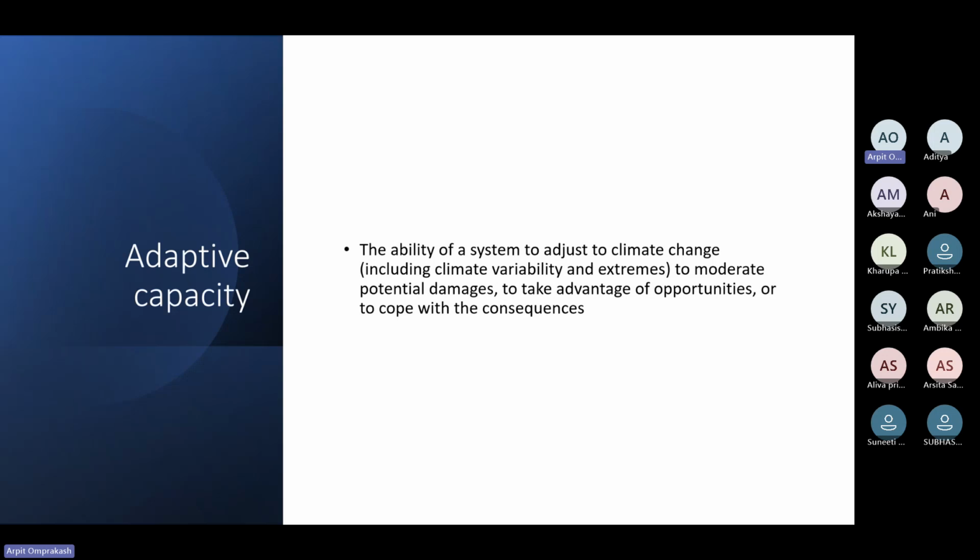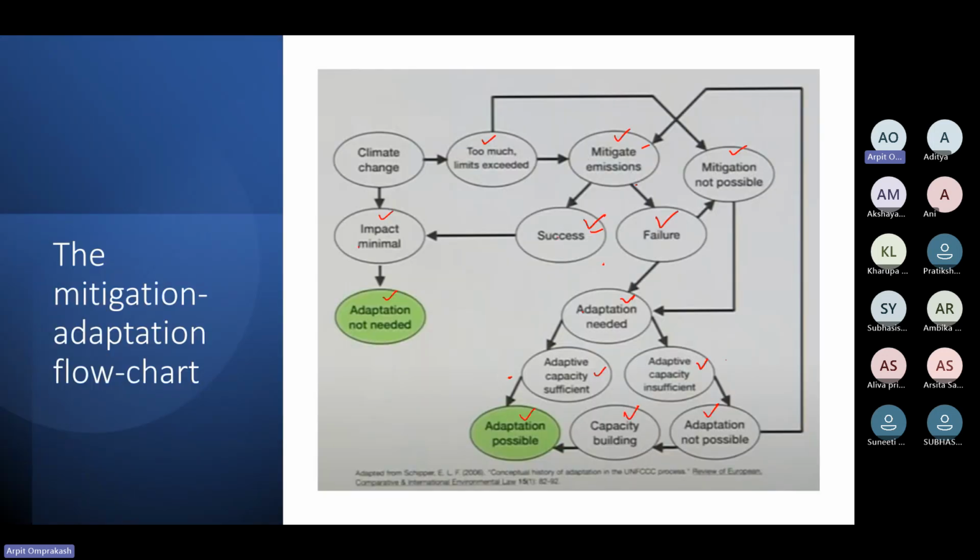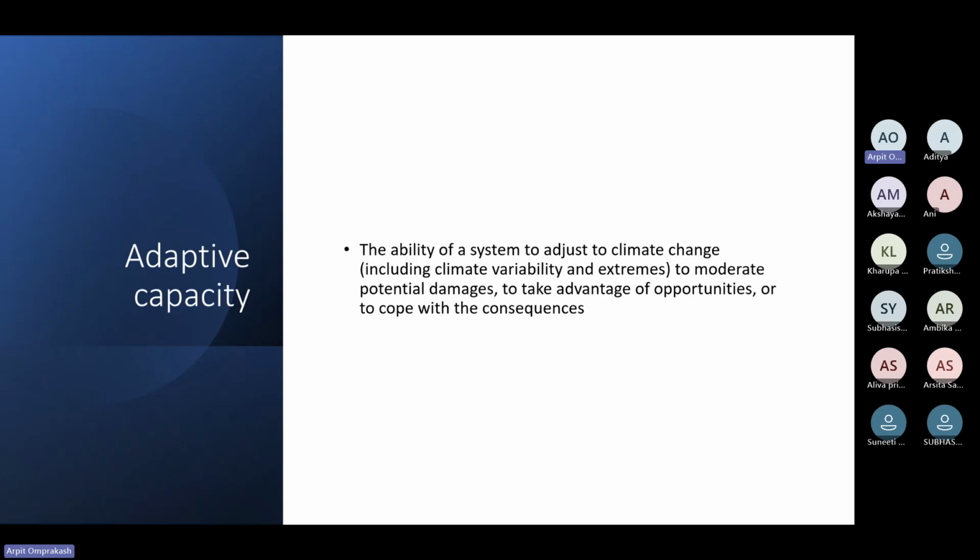Now, we talked about capacity building and adaptive capacity. So what is adaptive capacity? Adaptive capacity is the ability of a system to adjust to climate change, including climate variability and extremes, to moderate potential damages, to take advantage of opportunities, or to cope with the consequences. So adaptive capacity for a system or an ecosystem is the ability of the system to adjust to that climate variability or extreme that has occurred without suffering a lot of harmful consequences.